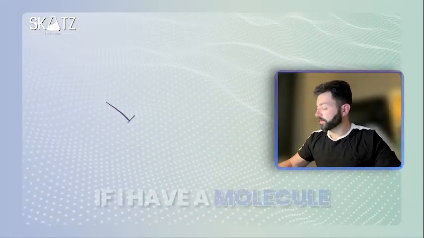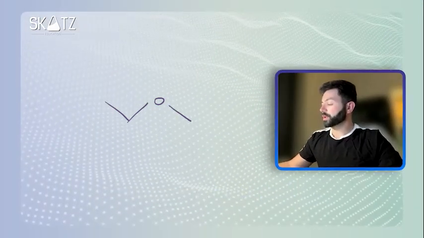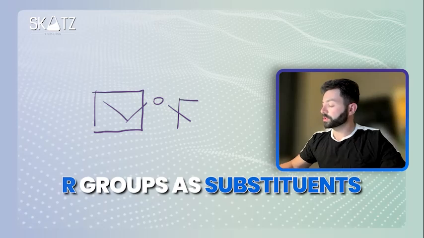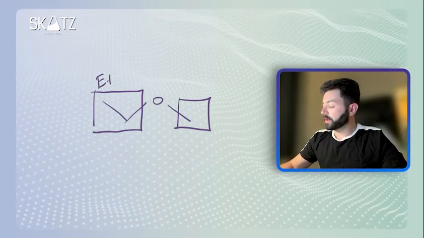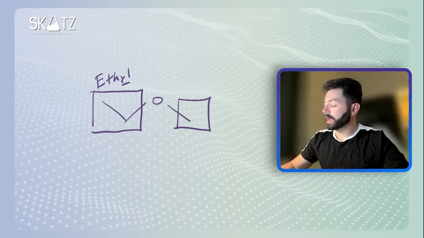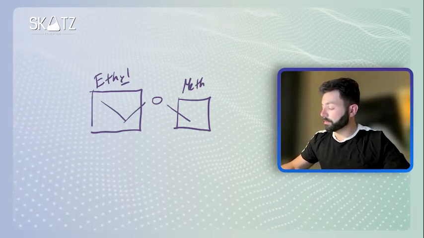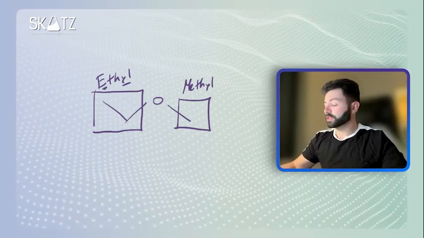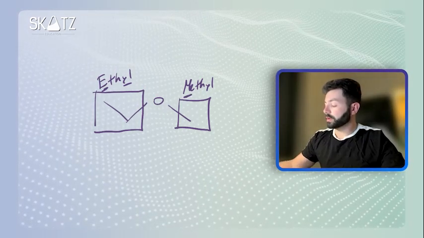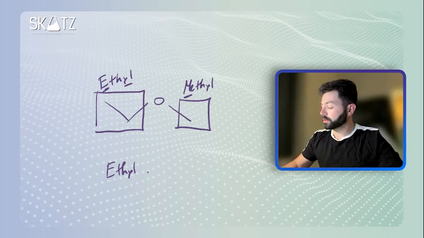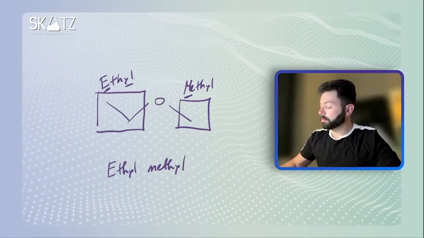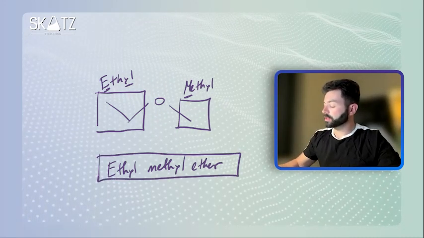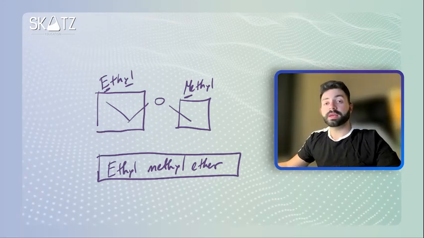So let's go through an example. If I have a molecule that looks like this, and I want to name it using the common naming schematic, I'm going to first identify both of these R groups as substituents. On the left, we have an ethyl, and it ends in YL because it is a substituent. On the right, we have a methyl, and it ends in YL for the same reason. So now let's arrange them alphabetically. You have an E here and an M here. So we're going to arrange it ethyl, methyl, and then we always add the word ether at the end of it in the common naming schematic. And this is how you name ethers using the common naming system.